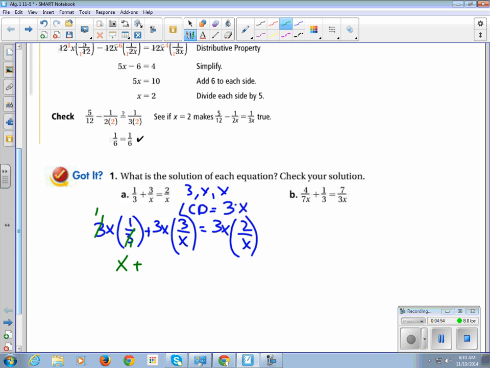Here the x on the bottom and the x on the top give me just a 1, and I have 3 times 3, which is 9. The x on the top and the x on the bottom just give me 1, and I have 3 times 2, which is 6. Oh, easy peasy. Now this equation that was terrible up here is easy to solve. Basic, basic.